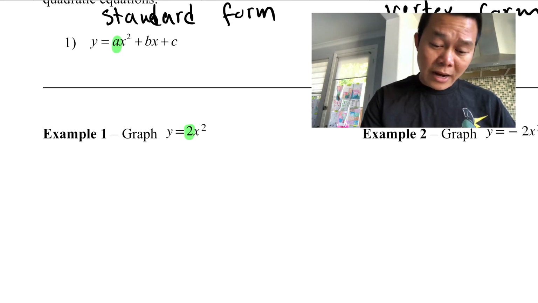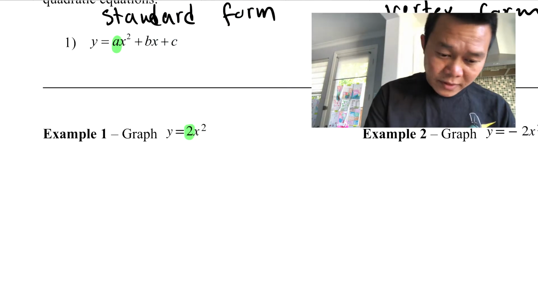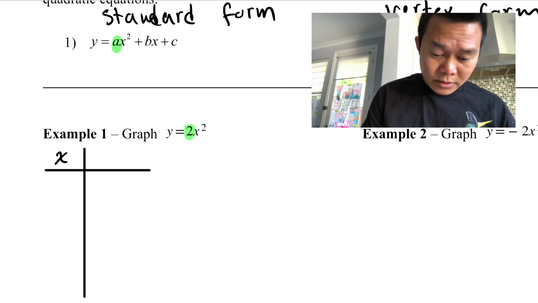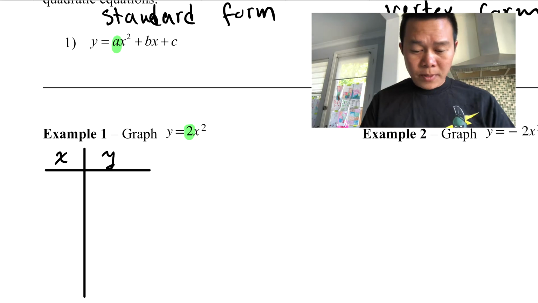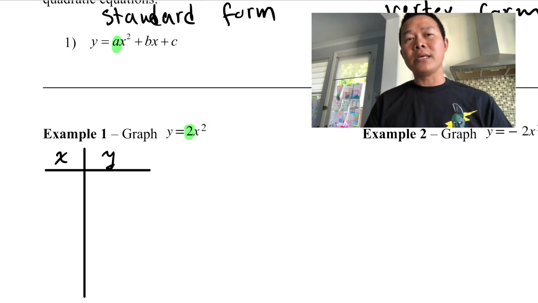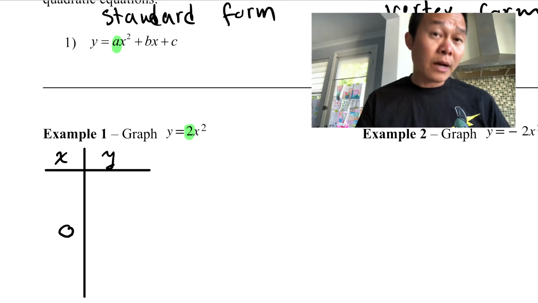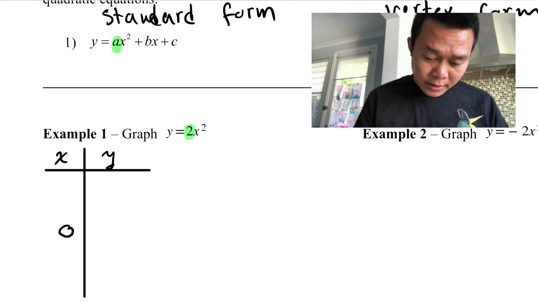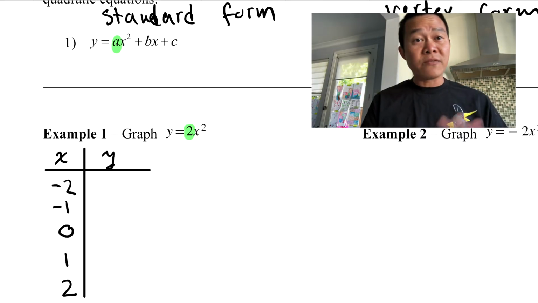So to graph, the first thing we need to do is make a table. Go ahead and make a table. Now you get to pick the x values. So this is your x value and this is the corresponding y values going with the x values. Ideally you want at least 5 x values. I'm going to pick 0 and then a couple of numbers to the left of 0 and a couple of numbers to the right of 0. So let's pick -1 followed by -2, +1 and then +2. So use at least 5 values.